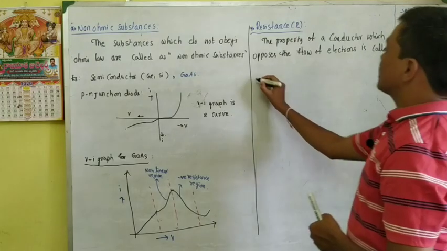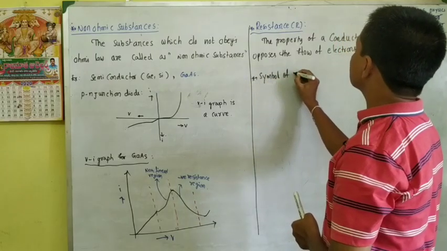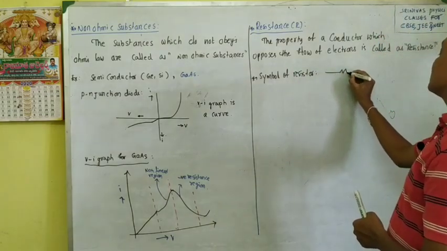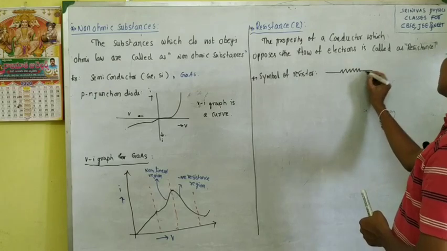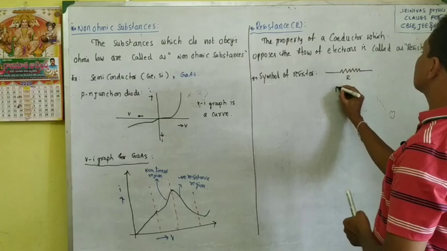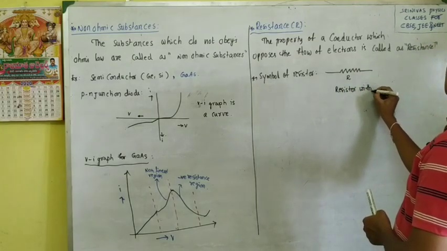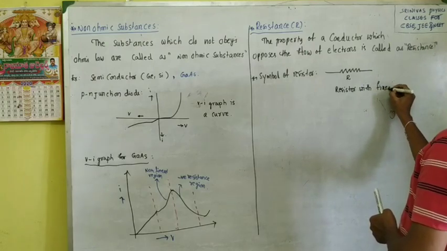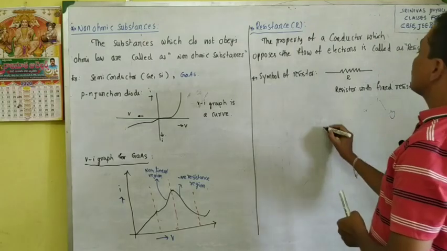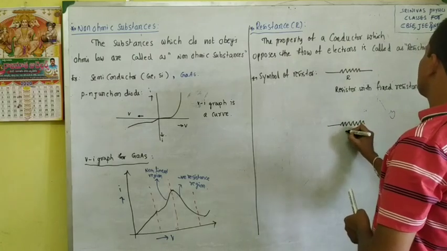Now the symbol of resistor. What is a resistor? A resistor is a device which has resistance. This is the symbol, a resistor with fixed resistance. Opposition is fixed for this. For example, like this.